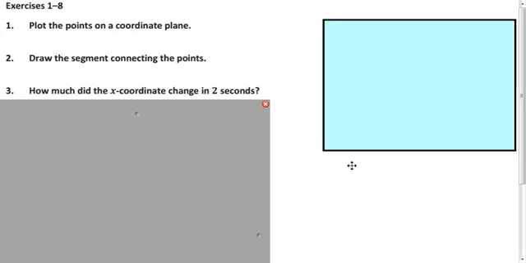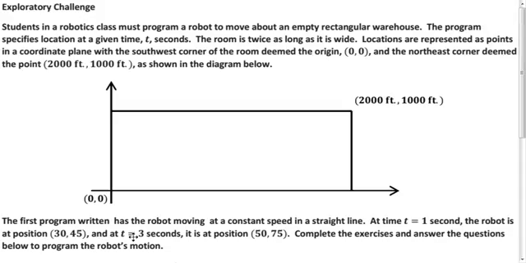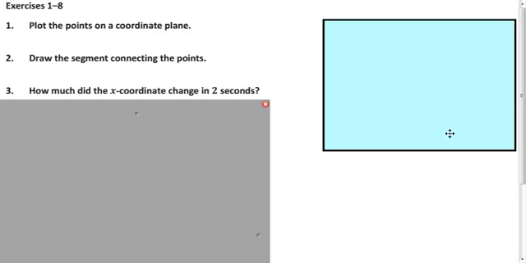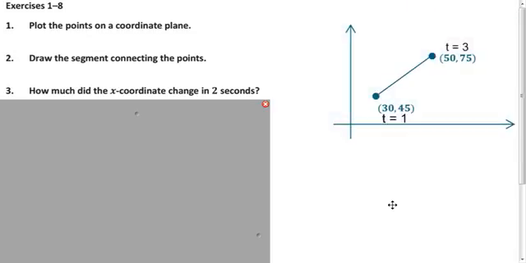So the first thing we want to do is model our problem. So we want to plot those points in the coordinate plane. Going back here, we have the points (30, 45) and (50, 75). Make a rough sketch of that and draw a segment that connects them. So here's my drawing. It doesn't necessarily have to be to scale, but you should definitely notice that your segment should be rising to the right.